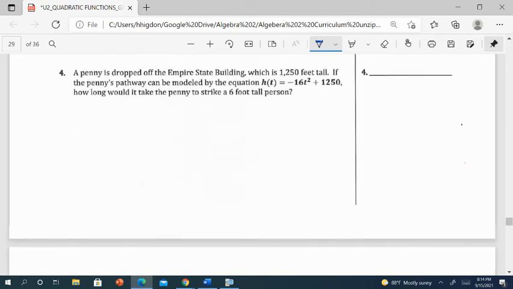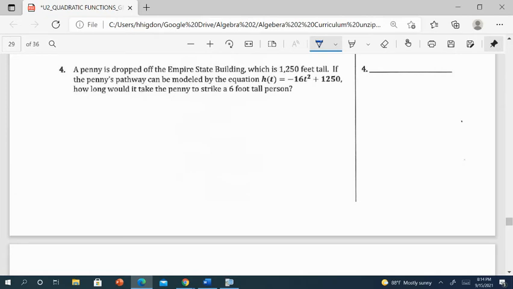Number 4 is next. A penny is dropped off the Empire State Building, which is 1,250 feet tall. If the penny's pathway can be modeled by the equation h of t is equal to negative 16t squared plus 1,250, how long will it take the penny to strike a 6-foot tall person? This one is completely different from the others.